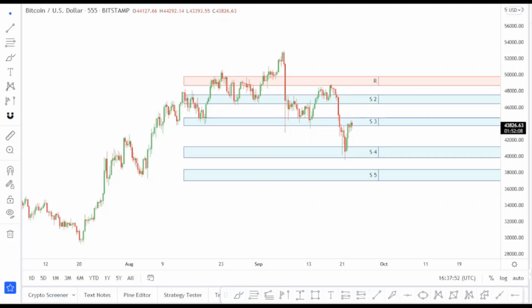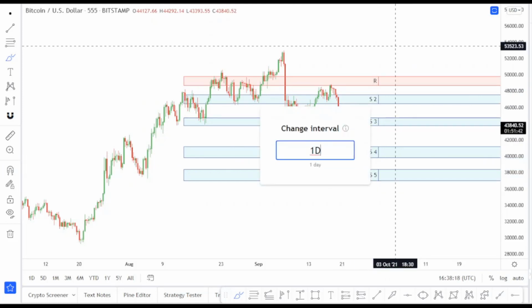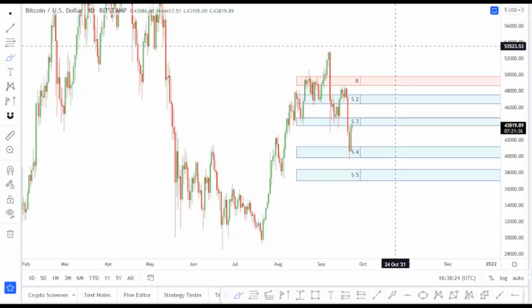Bear in mind, we've been following these support and resistance lines since the beginning of September. Support number 2 and 3 are acting as resistance at the moment, and we've got two support levels down below us. Let's take a look at the daily time frame. The daily time frame is under the bulls' control.